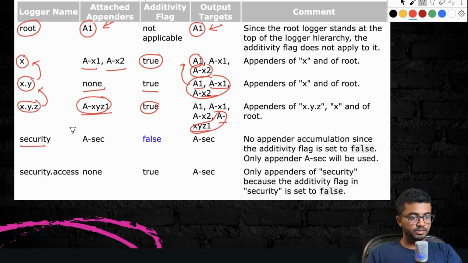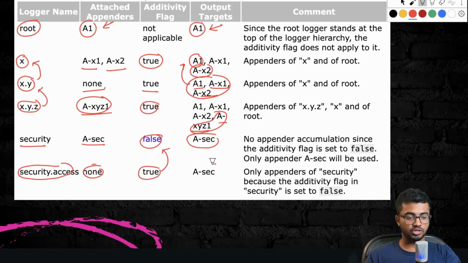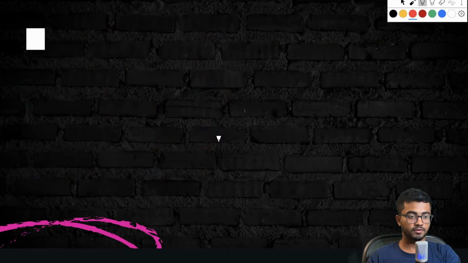Now the security logger has an attached appender of asec. The additivity flag is false, so it will just take its own appender, nothing else, as output destination. With security.access, we have no attached appenders. The flag is true in this case, so that means it will take whatever its parent has. It has no appenders of its own to attach, so it will go with asec. I hope this makes sense by now. If you have any questions, please let me know in the comment section.